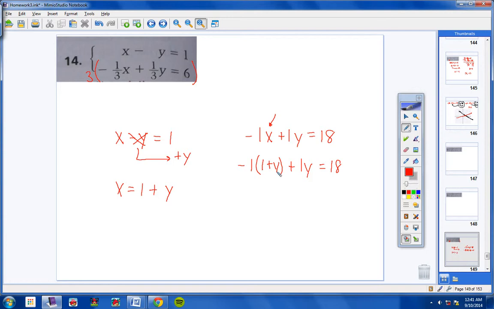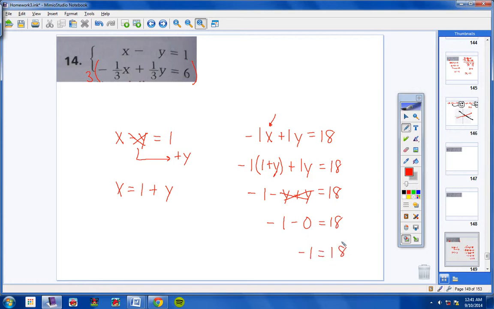First of all, we cannot simplify the right side, which is just 18. However, we can simplify the left side. We can take this negative 1 and distribute it through the parentheses. So negative 1 times 1 is negative 1. Negative 1 times y is negative y. And then plus y. Now watch what's going to happen here. You have a negative y plus y, so they totally cancel out, leaving you with 0. So you have negative 1 minus 0 equals 18, and negative 1 minus 0 is negative 1 equals 18.